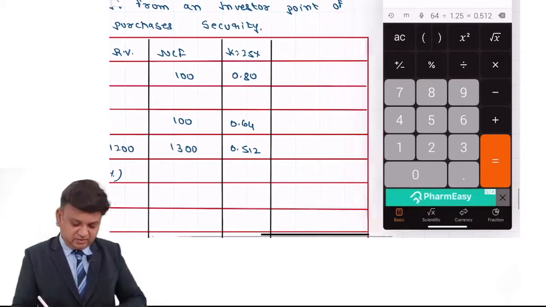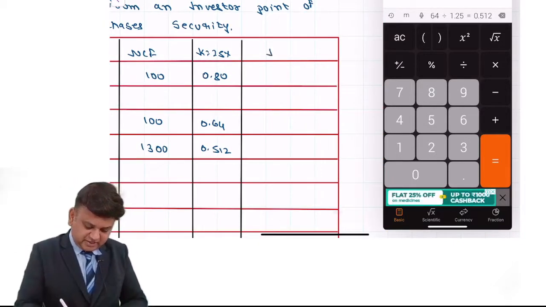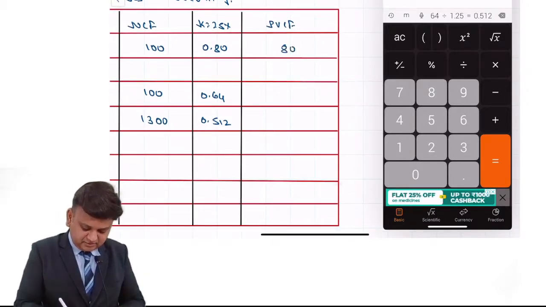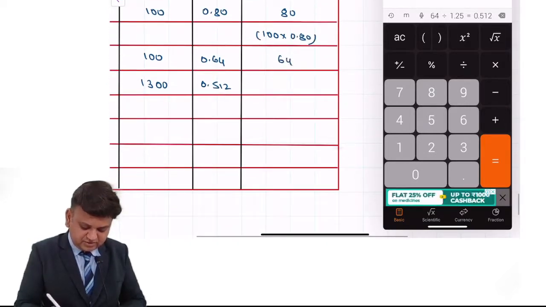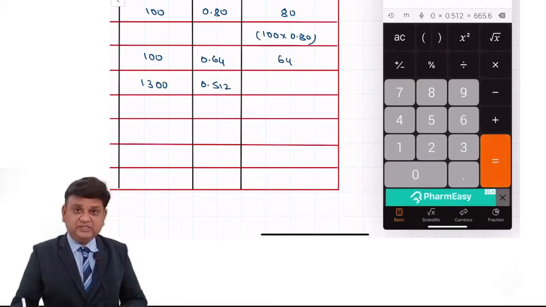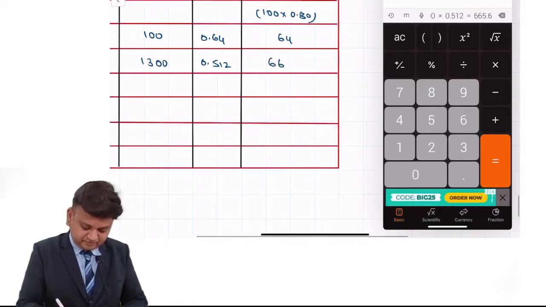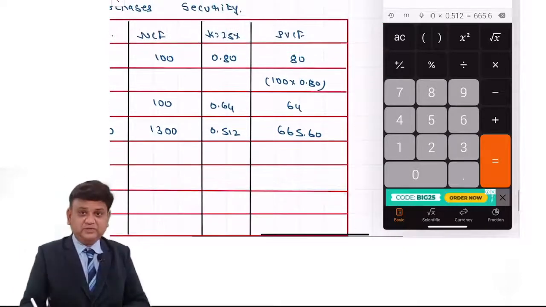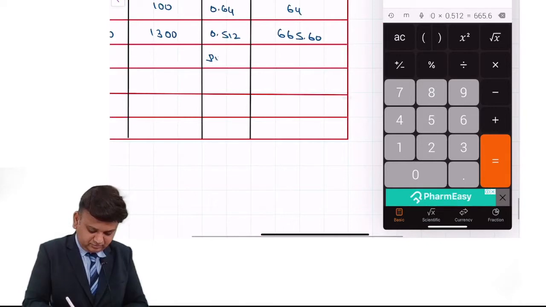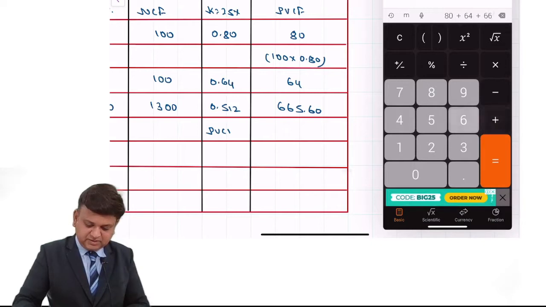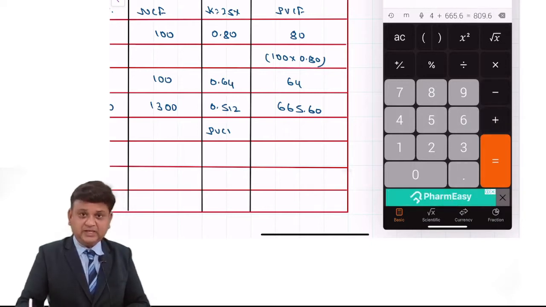Cash flows will be discounted and based on that you will get the present value of the cash flow. So it is 100 into 0.8, that is 80 rupees. 100 into 0.64, 64 rupees. Then 1300 into 0.512, that comes to 665.6. This is the way we make the calculation of the present value of the cash inflow. That is 80 plus 64 plus 665.6, that is 809.6.